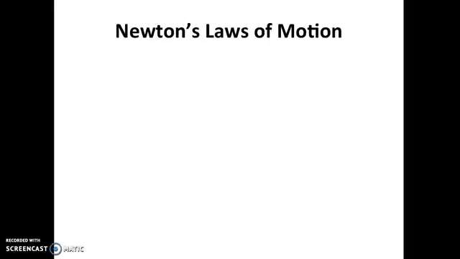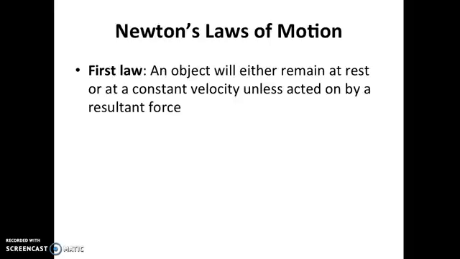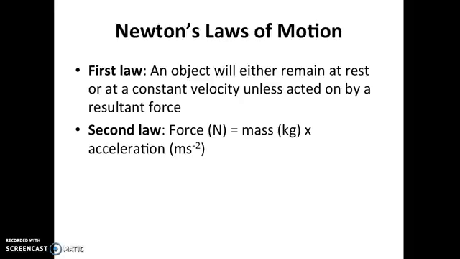So here are Newton's three laws, briefly summarised for you. The first law says an object will either remain at rest or at a constant velocity unless it is acted on by a resultant force. It's important to note here that at rest is really just a special case of constant velocity, because 0 meters per second is just constant, zero velocity. Newton's second law says that force is equal to mass times acceleration. Now you've already used this a lot when calculating weight, because weight as a force is equal to mass times acceleration due to gravity. That's a specific case of the more general second law, force equals mass times acceleration.